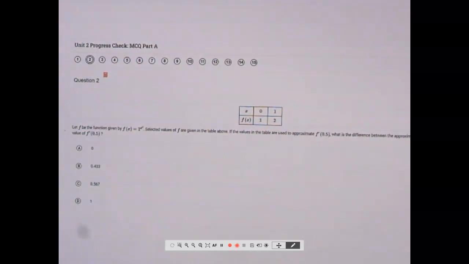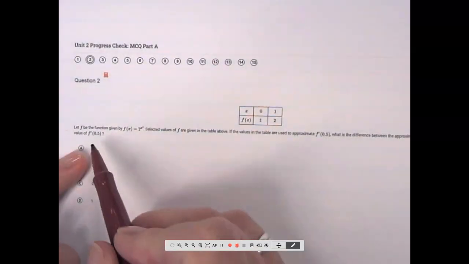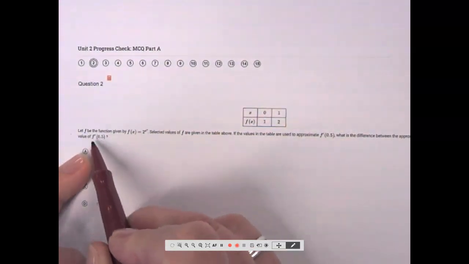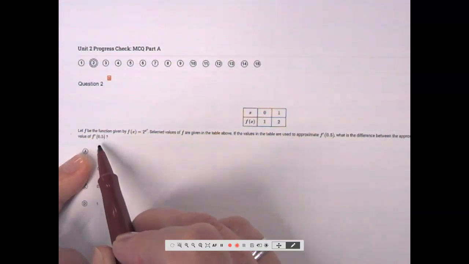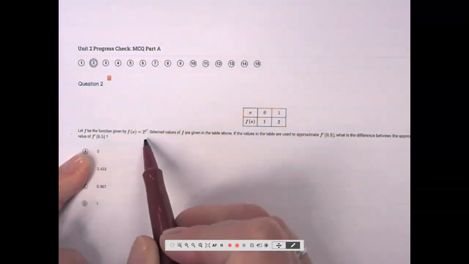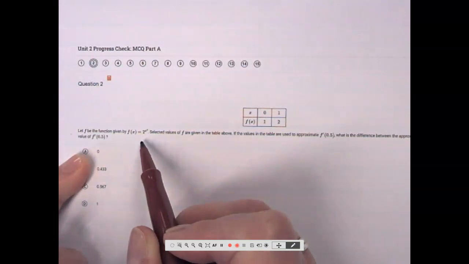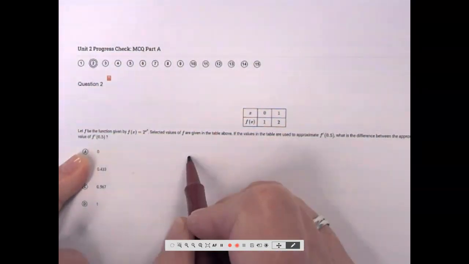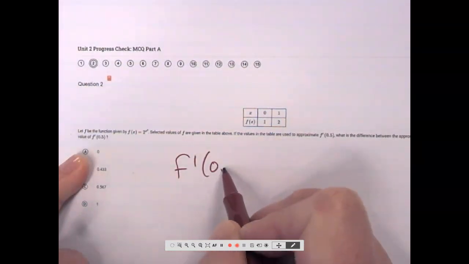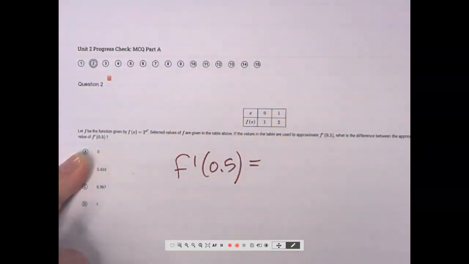Take the derivative of f of x and plug in 0.5. Okay, that is definitely how we will find this. Take the derivative of f, and we don't have to do it by hand, right? Remember, this is a calculator problem, so it can do it for us, and we want to plug in 0.5. So I want to find f prime of 0.5. I will definitely use my calculator for that.